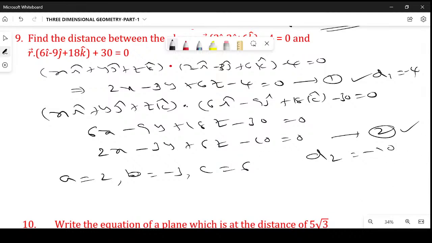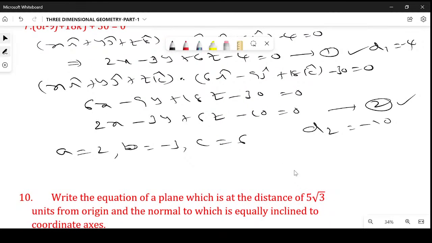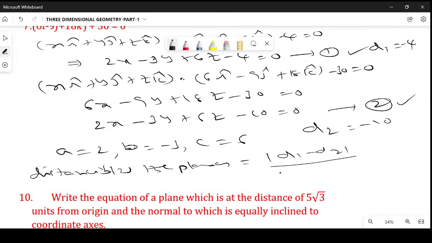Distance between parallel planes, we can write directly. That will be easy to solve, right? I can write distance between the planes equal to mod d1 minus d2 by root of a square plus b square plus c square. So I can write d1 minus d2. So minus 4. This is the formula, right?